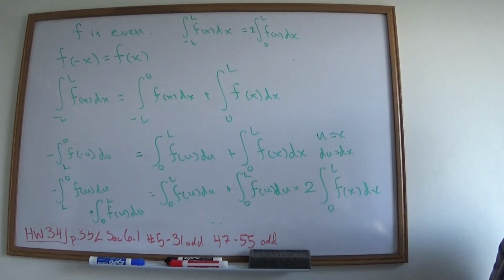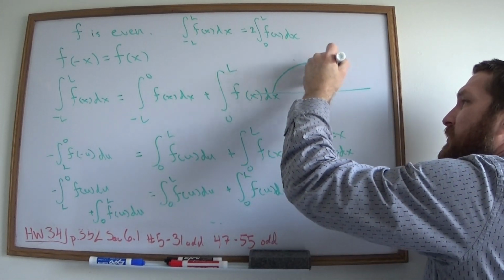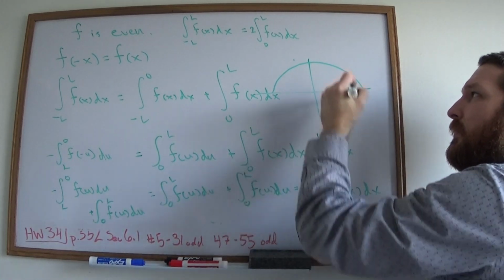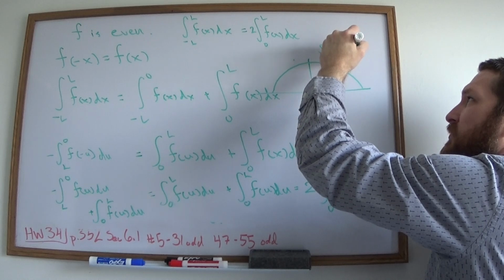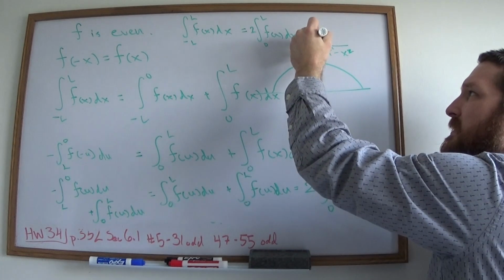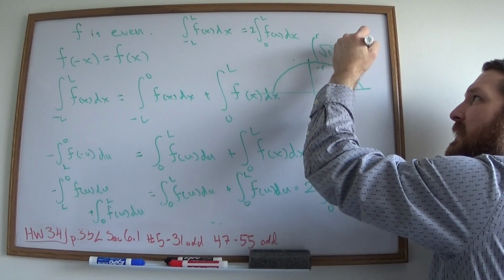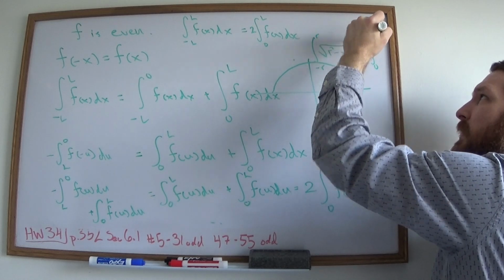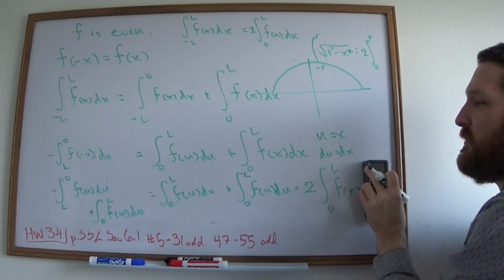So, done. Now this is why it was the case that we could have just taken the top half of this circle. Since r squared minus x squared is an even function, we could say that integrating from negative r up to r is the same thing as just multiplying 2 from 0 up to r, because it's even. Now let's do odd.